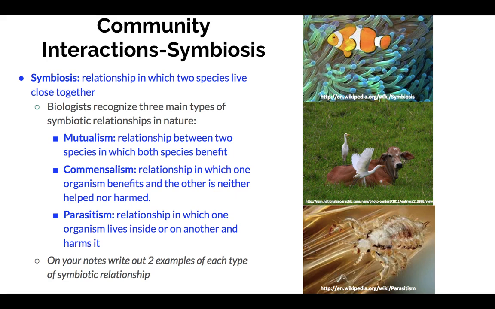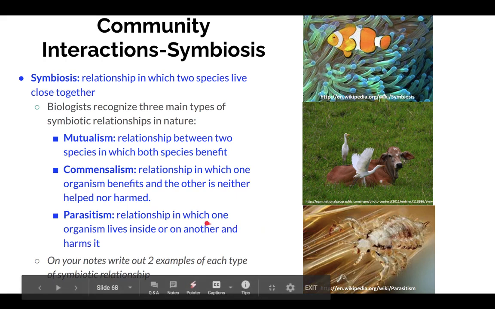Now we're going to get to community interactions, also known as symbiosis. Symbiosis is the relationship in which two species live close together. Biologists recognize three main types of symbiotic relationships. So we have mutualism, and that's whenever both species benefit.